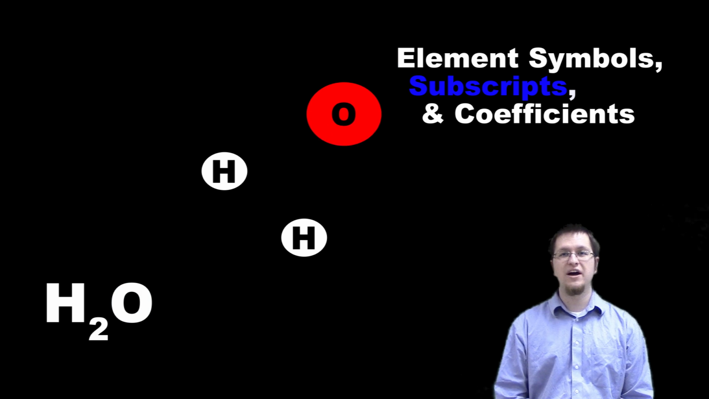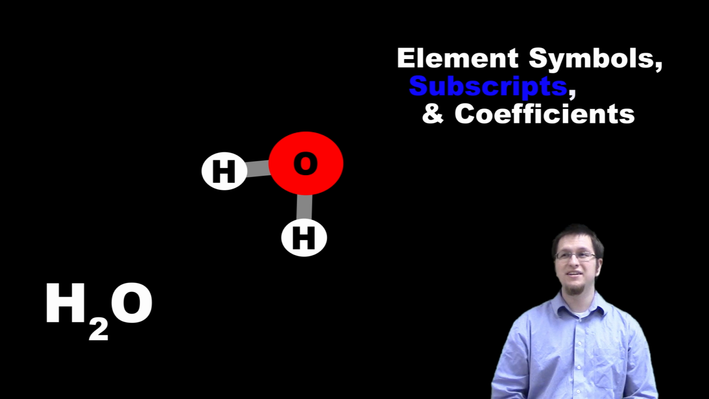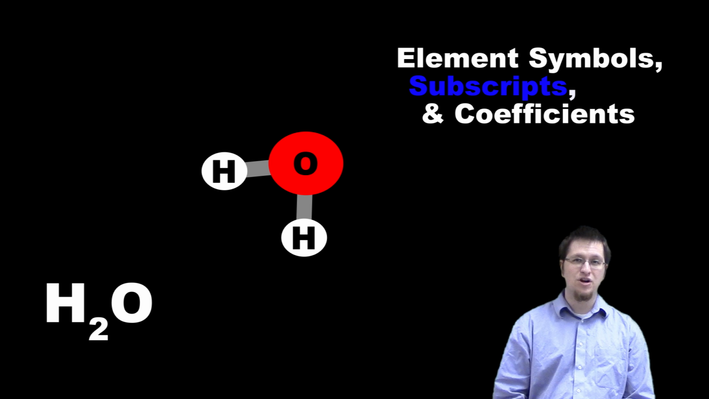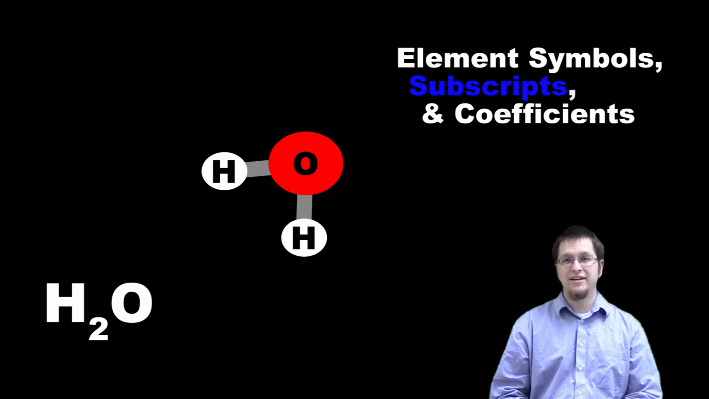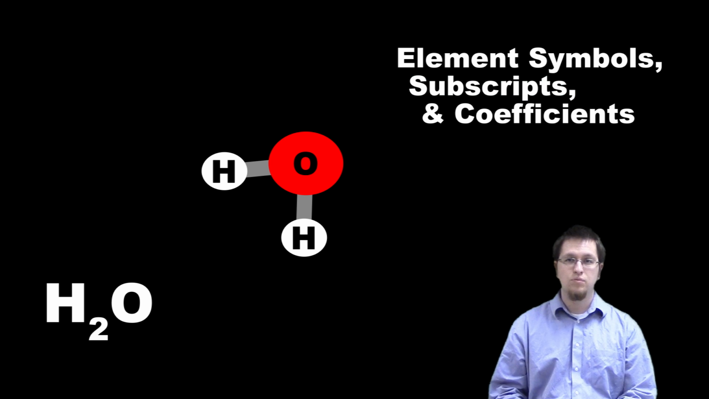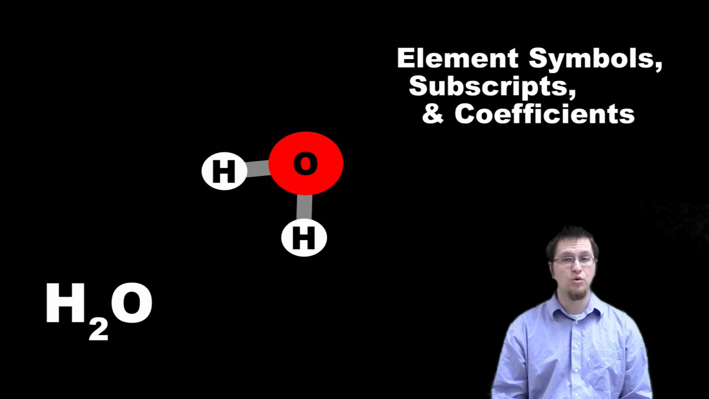With H2O, we've got 2 hydrogens and 1 oxygen. They're bonded together to create our molecule of H2O. That's the idea of subscripts. They tell us how many atoms are in a molecule. Just as a reminder, molecules are when you take more than 1 atom, combine them together to create something new, something with new properties. So H2O is a molecule. We want to make sure that we understand that before we move into coefficients.